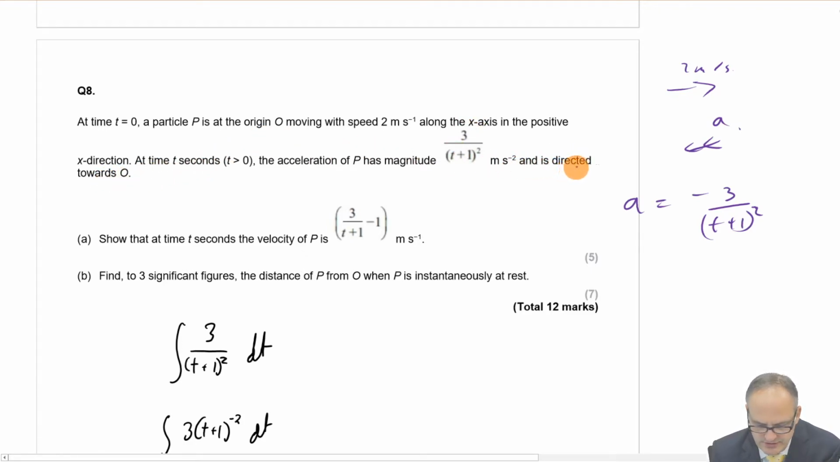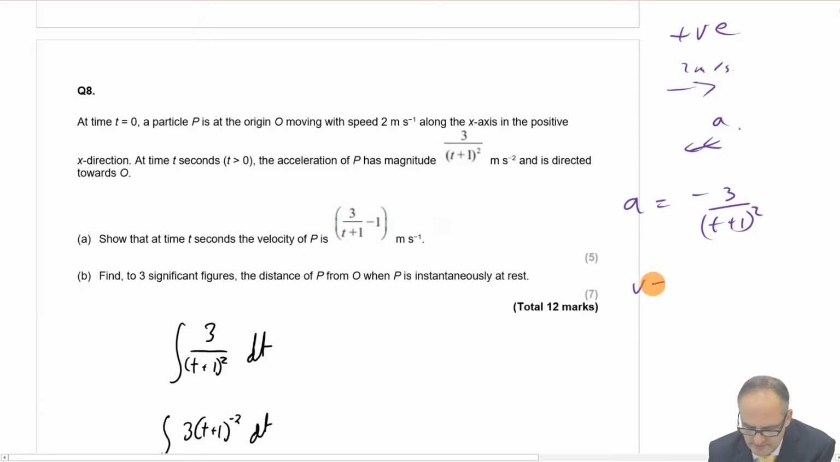A quick check I did in my head: for t greater than or equal to 0, what's the bottom bit going to be, positive or negative? It's going to be positive, so this whole thing is positive. Now if it's directed towards O, it's got to be negative. The question says that at t equals 0, P is at the origin moving with speed 2 meters per second along the x-axis in the positive x direction. So that's decided to be the positive direction, and therefore going towards O is the negative direction. It's quite important you understand the difference between positive and negative directions when setting up your question.